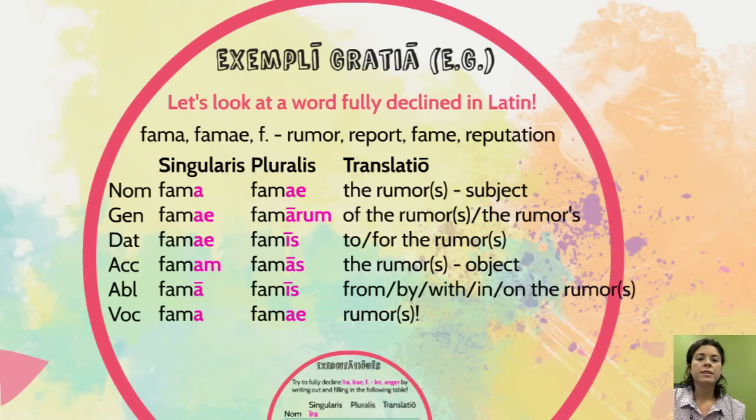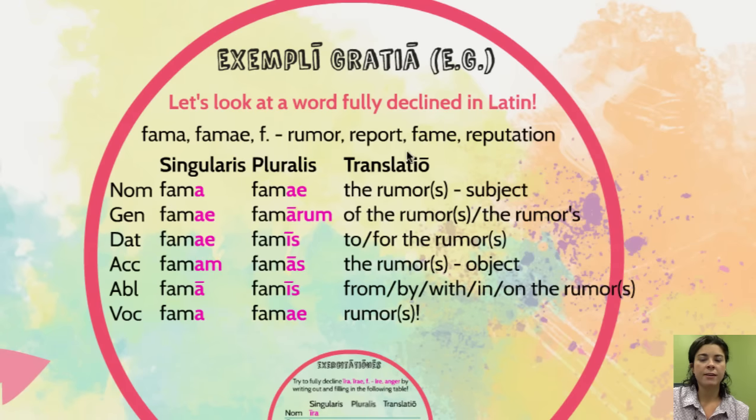So we're going to see how this actually applies with a word. We're going to look at fama, famae from your vocabulary list, which means rumor, report, fame, or reputation. Look at this F here. Fama, famae is feminine. The F tells you that it is feminine, and that is how you can recognize words' gender. If you see an M beside a word, that will be masculine.